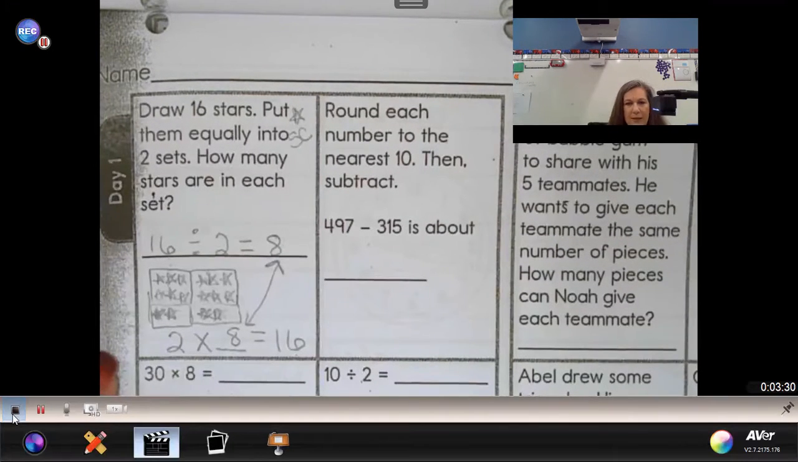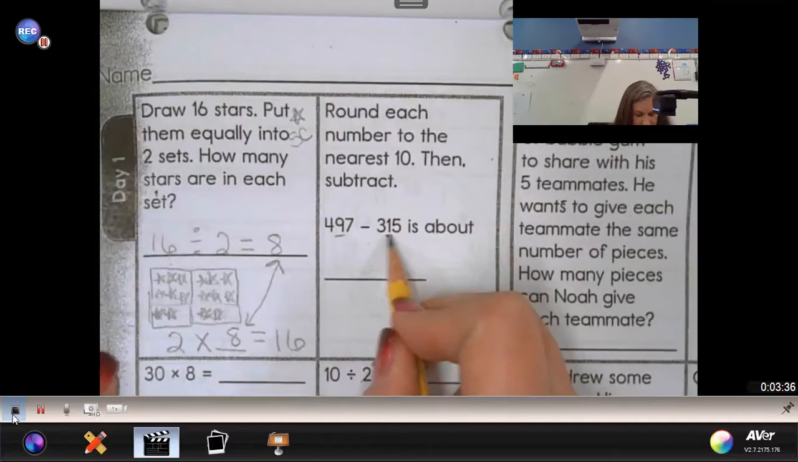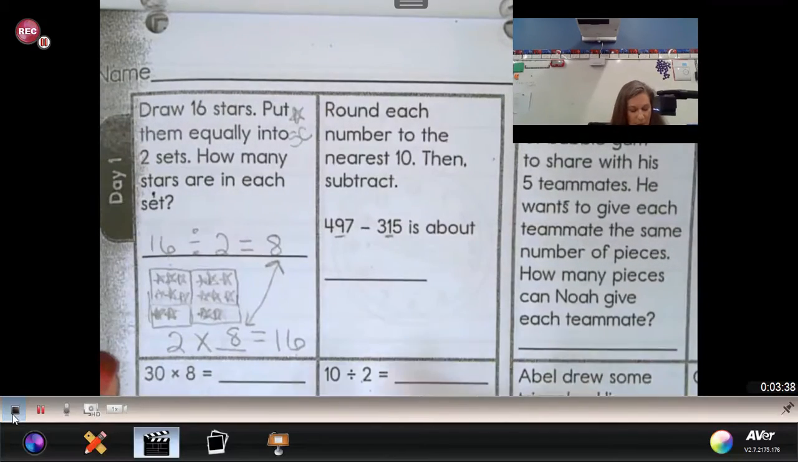Next problem asks us to round each number to the nearest 10. So I'm going to underline the tens place here. And remember, your 400 is still here. We're just using the tens place to round to the closest 10. Now remember, we talked about when we started rounding that the closer or the smaller the place value is that you're rounding, the more accurate the exact amount it's going to be.